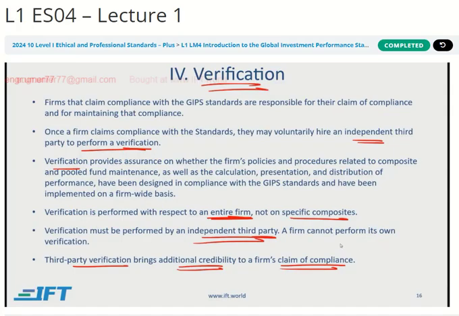So clearly, if we have, let's say, 3 firms, A, B, and C, A and B claim to be GIPS compliant, C does not. This means that investors will look at A and B more favorably relative to C. And then let's say that A gets a third-party verifier to verify this GIPS compliance. So A has verification and B does not. Here, investors will look at firm A more favorably, all else equal, because a third party has verified GIPS compliance.